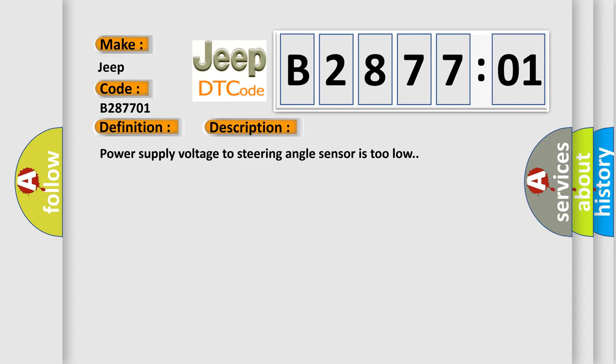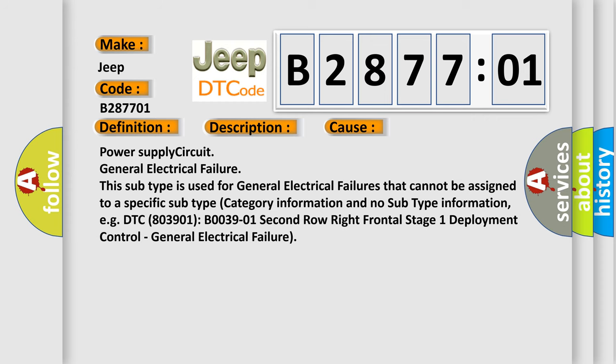This diagnostic error occurs most often in these cases: power supply circuit general electrical failure. This subtype is used for general electrical failures that cannot be assigned to a specific subtype category and have no subtype information, e.g. DTC B00390-1 second row right frontal stage 1 deployment control, general electrical failure.